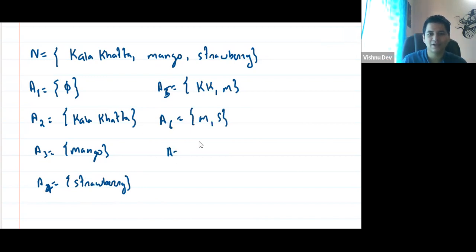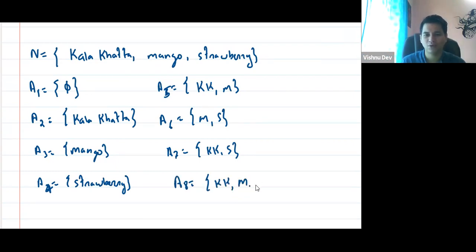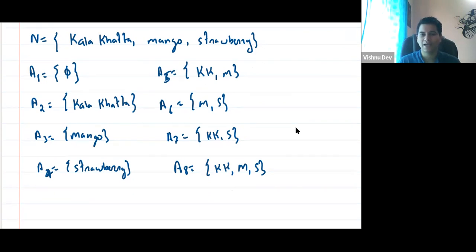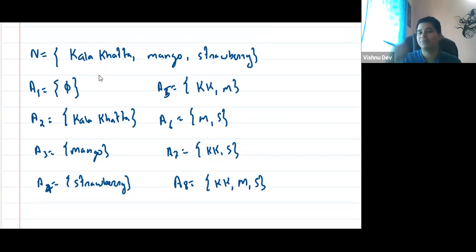A7: kala khatta and strawberry. Or the last option, you can have all the 3: kala khatta, mango, and strawberry. So the total number of options he will have is 8. As Pratagya said, the option can be like this.